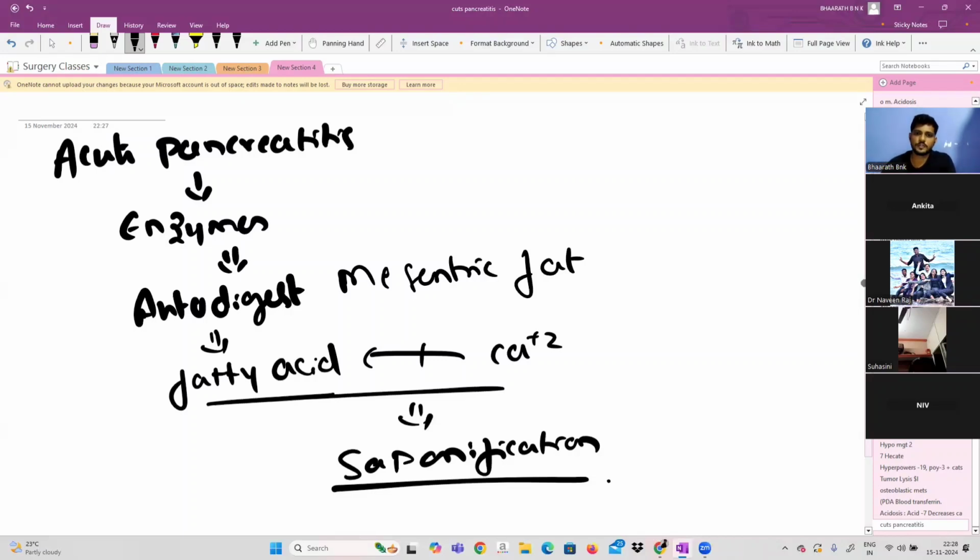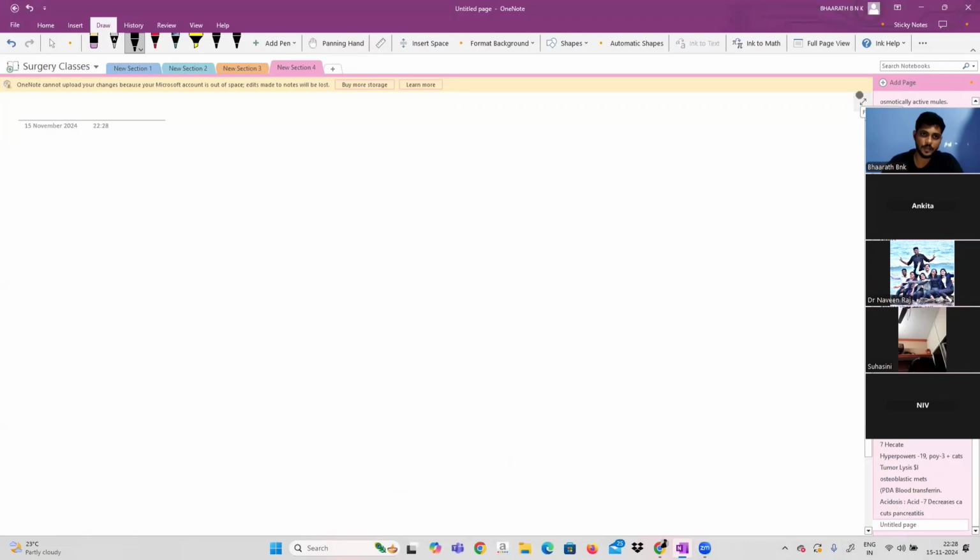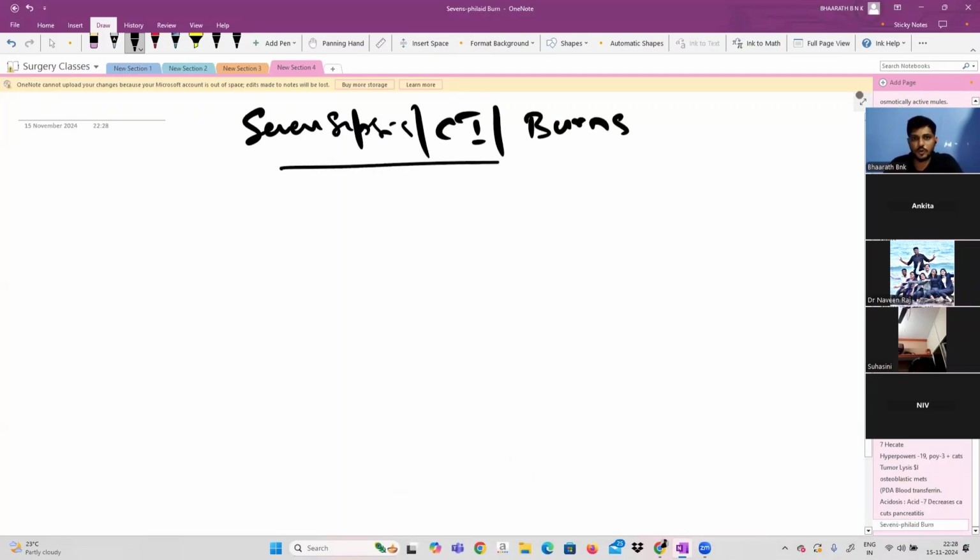So because of this, calcium is all used up here, that will result in reduced serum calcium. Right? So this is what happens in acute pancreatitis. There is a reduction in serum calcium because it is used up in saponification of the fat. Now, in case of a severe sepsis or critical illness or burns, as I told you, all of them will eventually lead to a hypermetabolic state.